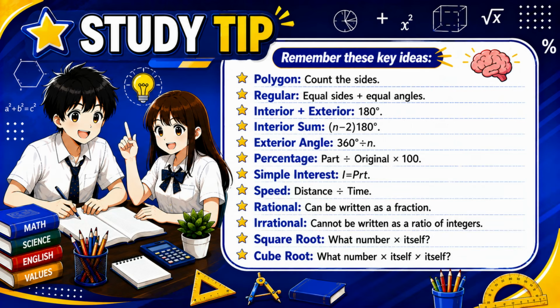Rational numbers can be written as fractions, decimals, or percentages. We can compare and order them by converting them into the same form. We can also perform addition, subtraction, multiplication, and division with rational numbers. Finally, remember the difference between rational and irrational numbers. Perfect squares have whole number square roots, while non-perfect squares generally have irrational square roots. The same idea applies to perfect cubes and cube roots.